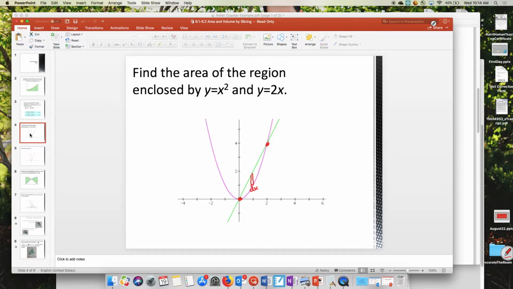Okay, so which x value do we intersect at right here? 0. So this is (0, 0), and I guess what's this coordinate here? Okay, so we would have the integral from 0 to 2 of our top function 2x minus our bottom function x squared. That is something that I would expect you to integrate by hand and give me the value of without using your calculator.